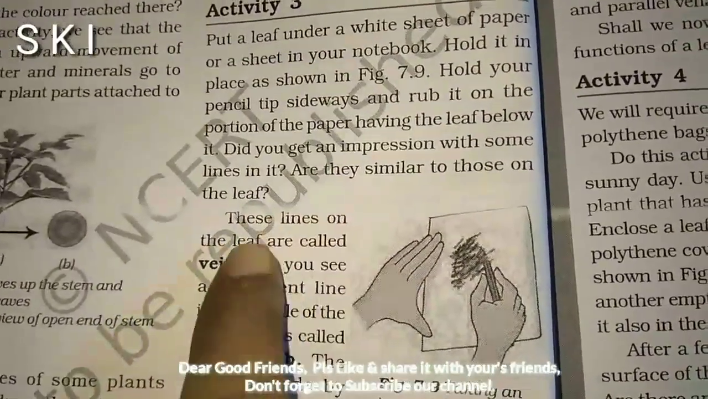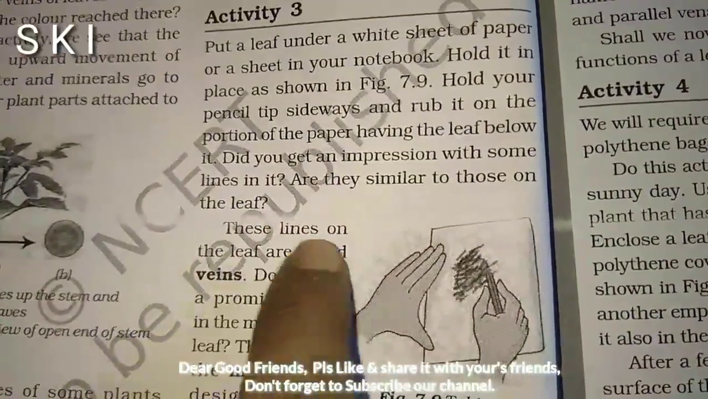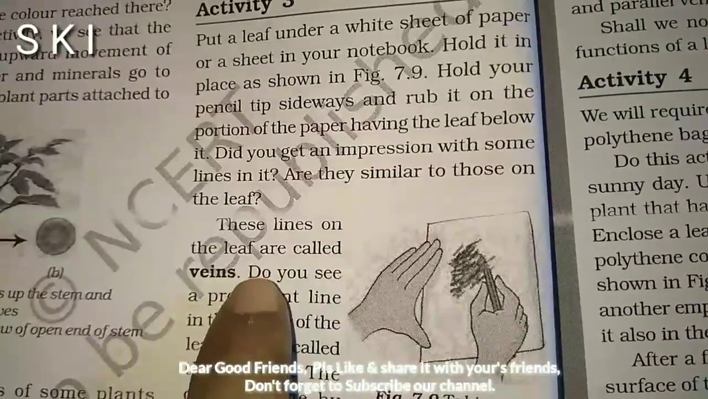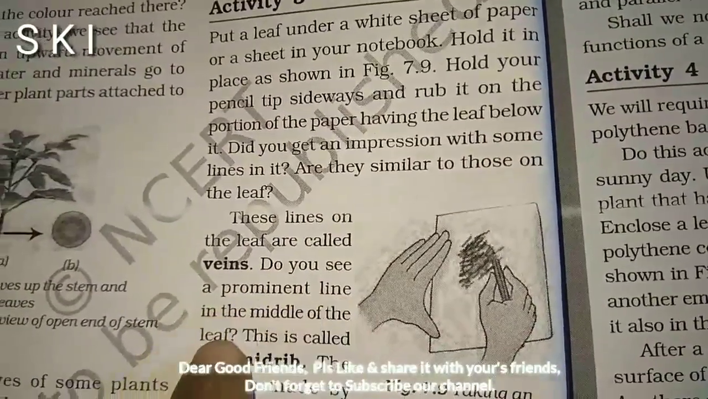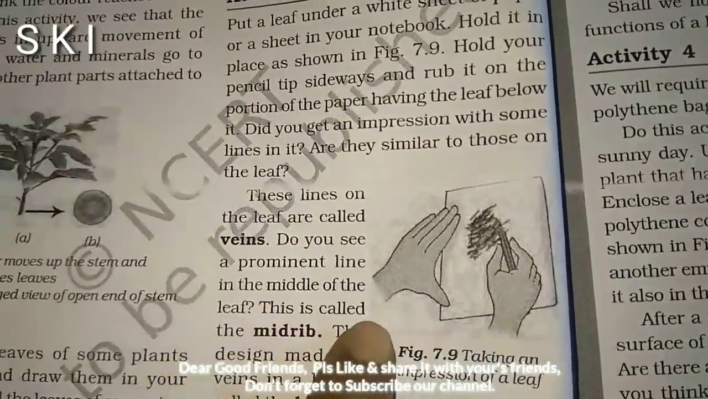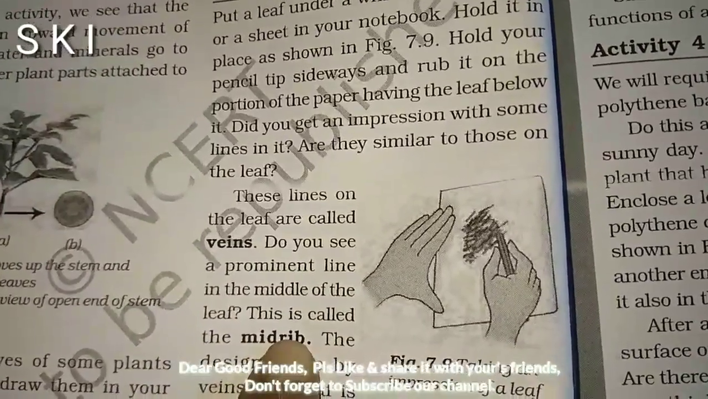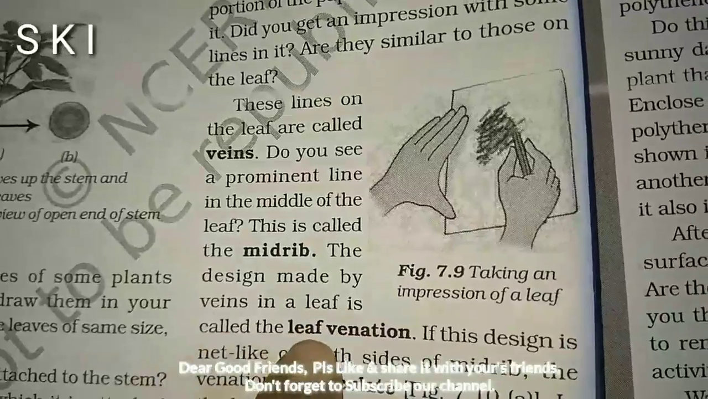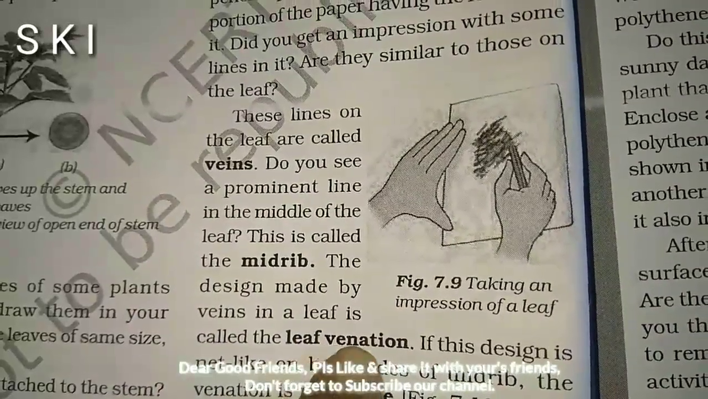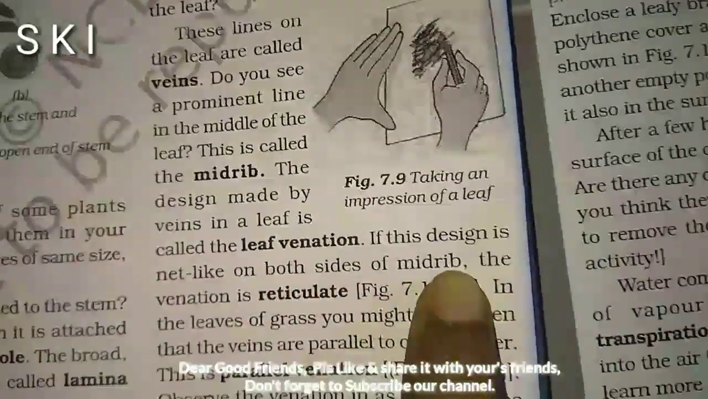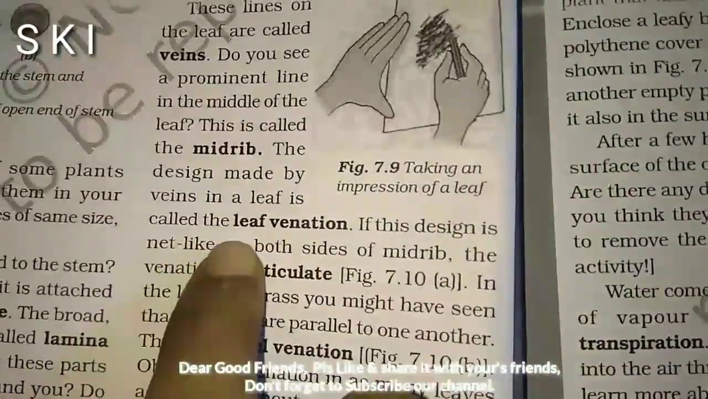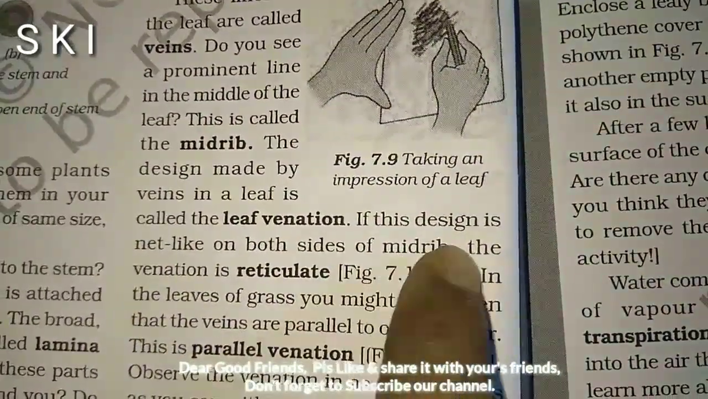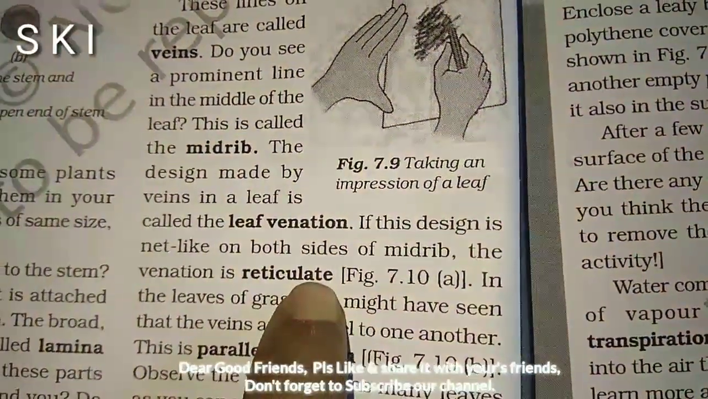These lines on the leaf are called veins. Do you see the prominent line in the middle of the leaf? This is called the midrib. The design made by the veins in a leaf is called leaf venation. If the design is net-like on both sides of the midrib, the venation is called reticulate.